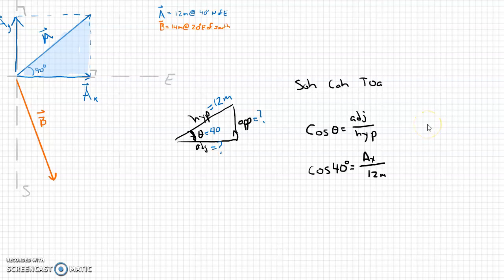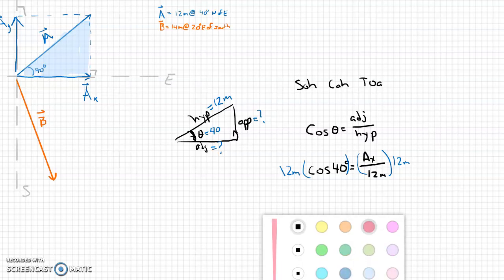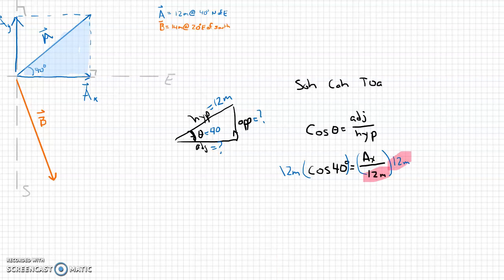Okay, so my goal is to get the AX by itself. So I'm going to multiply by the 12 meters on this side. Of course, as with the way algebra works, I need to multiply on this side as well. Over here on the right-hand side, this 12 is going to get canceled out by that 12. That's a really wide highlighter. Let me use a red pen instead. These two cancel out, leaving me with the AX on this side. Let me erase that real quick. There we go, it's gone. So we're going to be left with AX on this side, and on the left-hand side, we're going to have 12 meters times the cosine of 40 degrees.